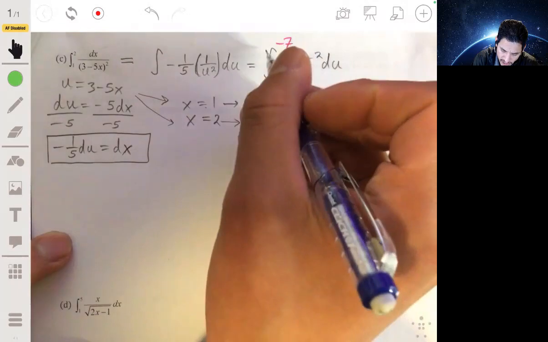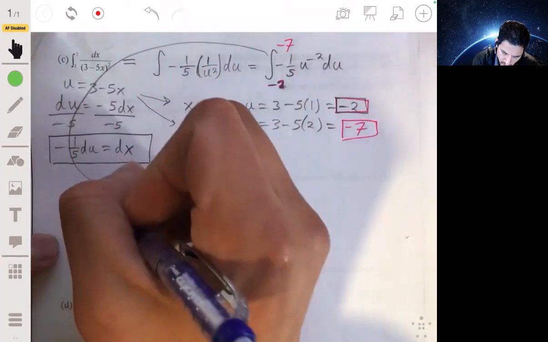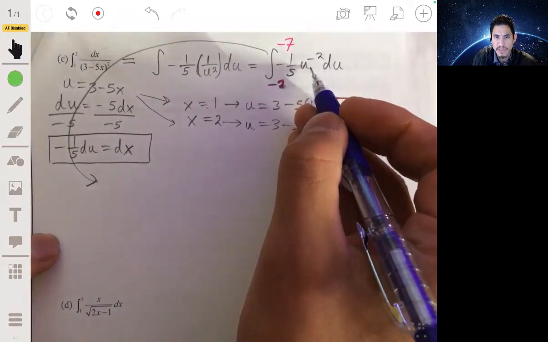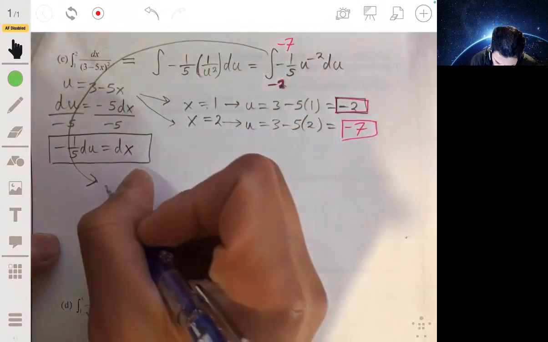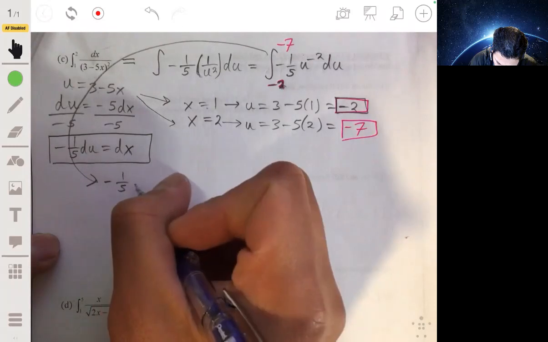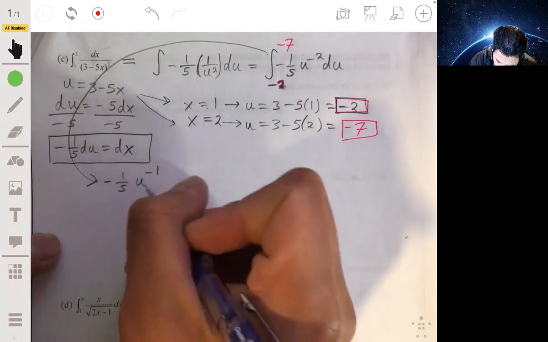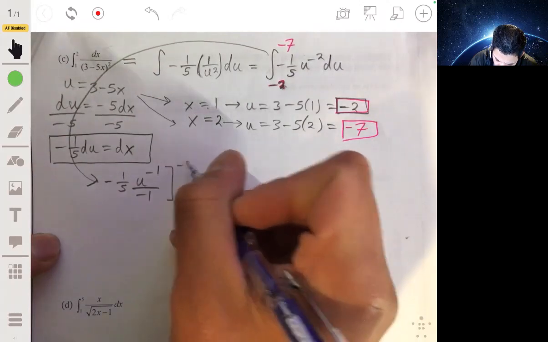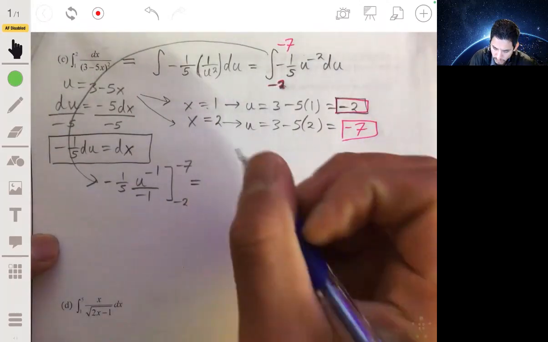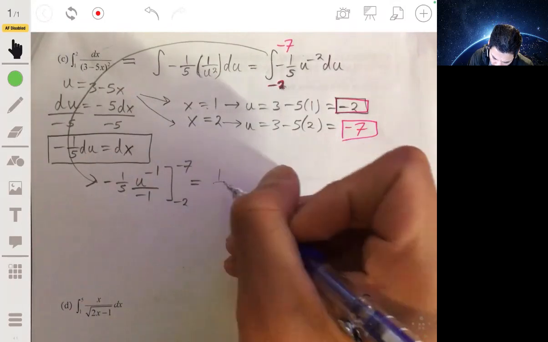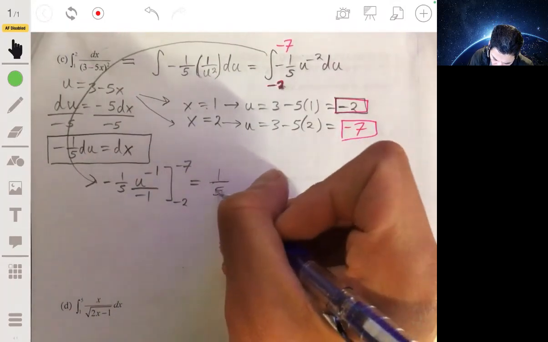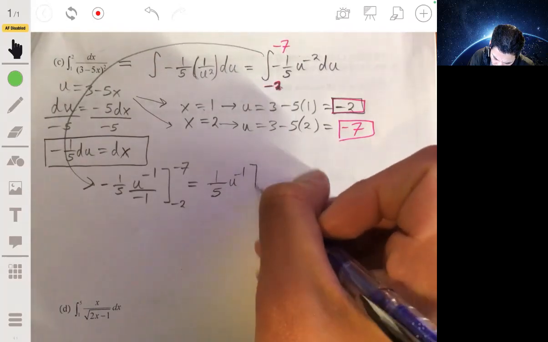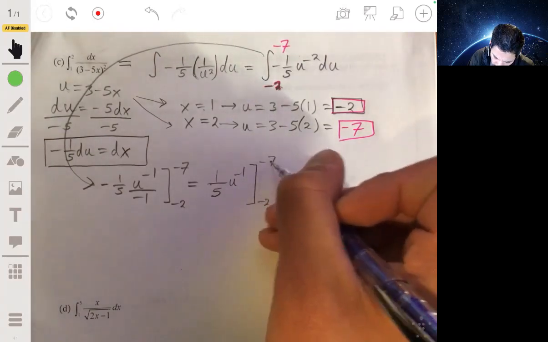So let's just go ahead and find the antiderivative of this. Let's move this over here. And this will be simple because we can just use the reverse power rule. So we'll have negative 1/5 times u to the negative 1 over negative 1 from negative 2 to negative 7. And this will just be 1/5 times u to the negative 1, evaluated from negative 2 to negative 7.